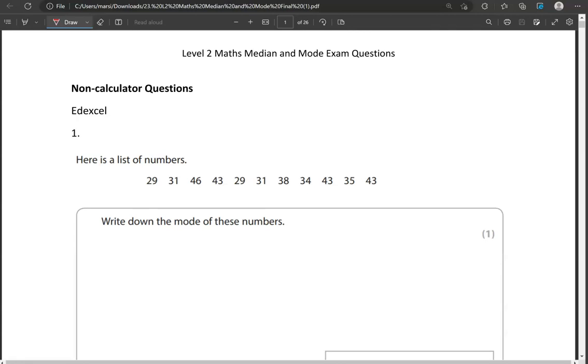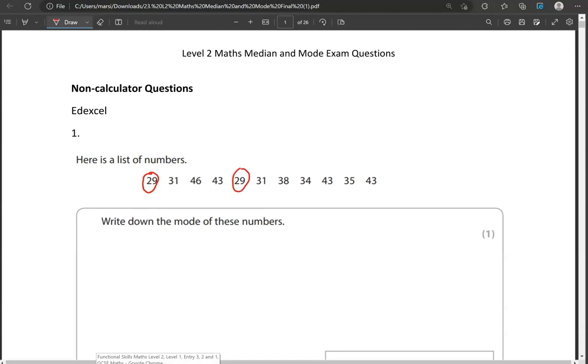Here is a list of numbers: 29, 31, 46, 43, 29, 31, 38, 34, 43, 35 and 43. Write down the mode of these numbers. The mode is about the number that occurs mostly. So, are there any numbers here that repeat themselves? We've got 29, but also 29 here.